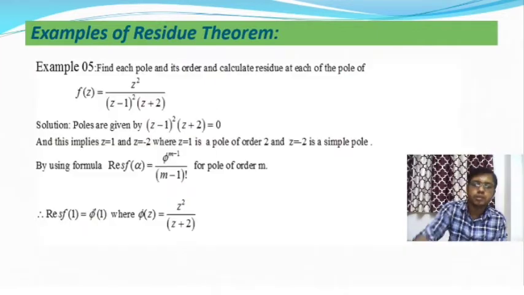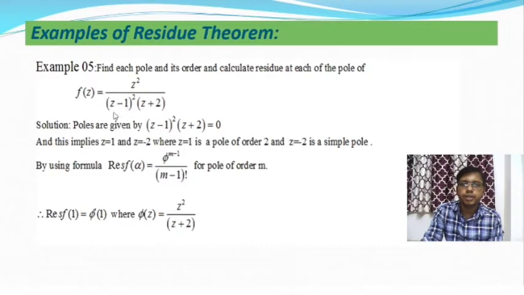Now we'll go for the fifth example on the residue theorem. Here is the example. Find the poles and their order and calculate the residue at each pole of the function f of z is equal to z square by (z minus 1) whole square into (z plus 2). So you know if the denominator part is 0, from this we'll get the poles of the function. Here is the solution of example 5.